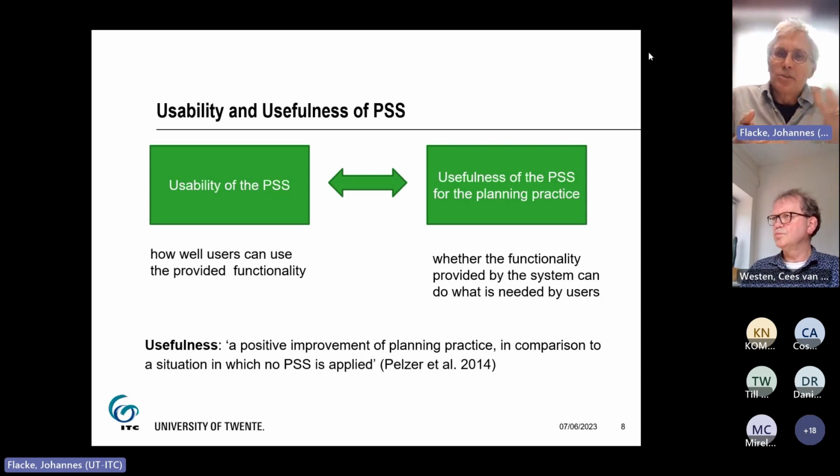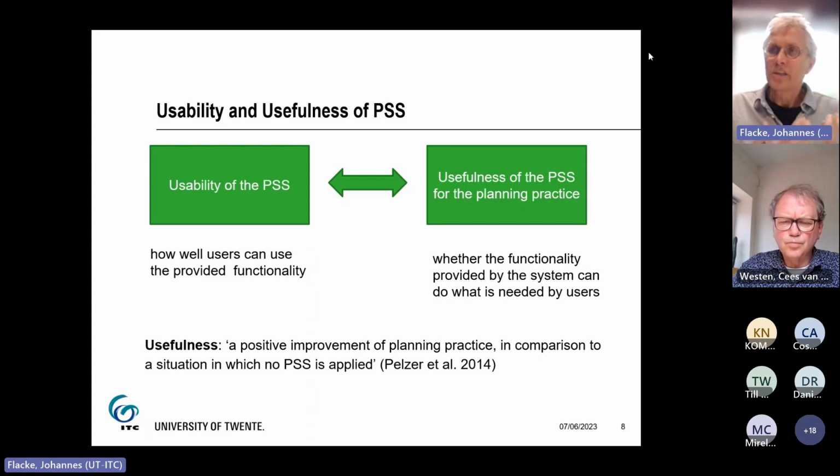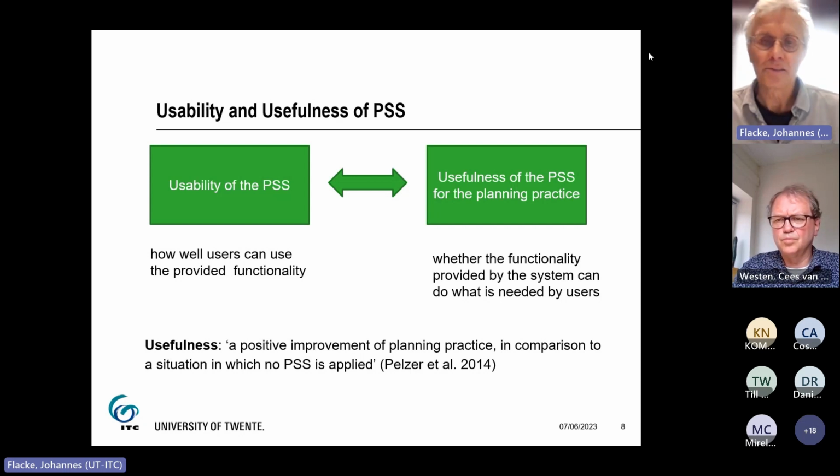Both concepts, usability and usefulness, are closely related and depend on each other. Only if you co-design, and that's what we do, tools that have a high usability, then you are likely also to achieve usefulness, in the way that the tool is useful to inform the planning process, the risk assessment, whatever type of process you do. And I added here a definition of what we mean by usefulness. Usability might be more familiar to some of you already. Usefulness we define, or Peter Pelzer in his study defined a couple of years ago, as a positive improvement of the planning practice, which really happens, in comparison to a situation where no PSS would be applied. So that is, in a nutshell, how we understand usefulness of such tools.